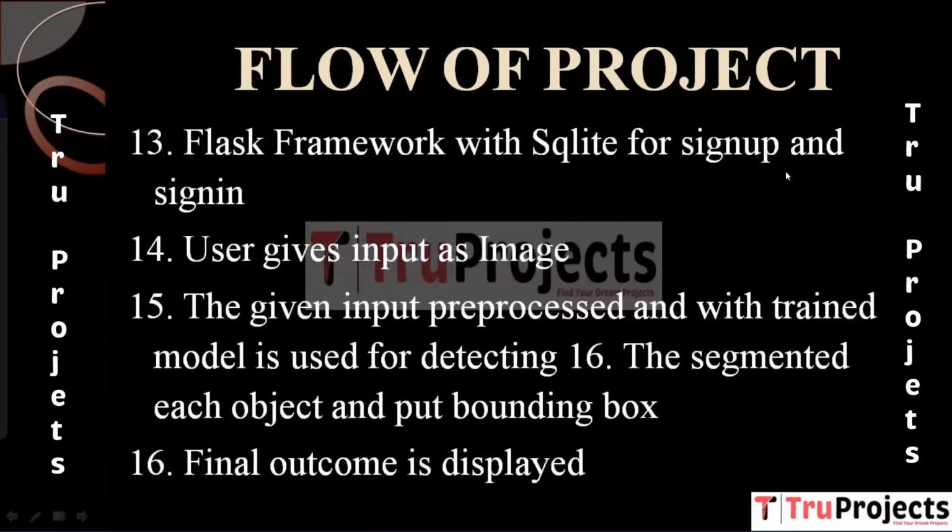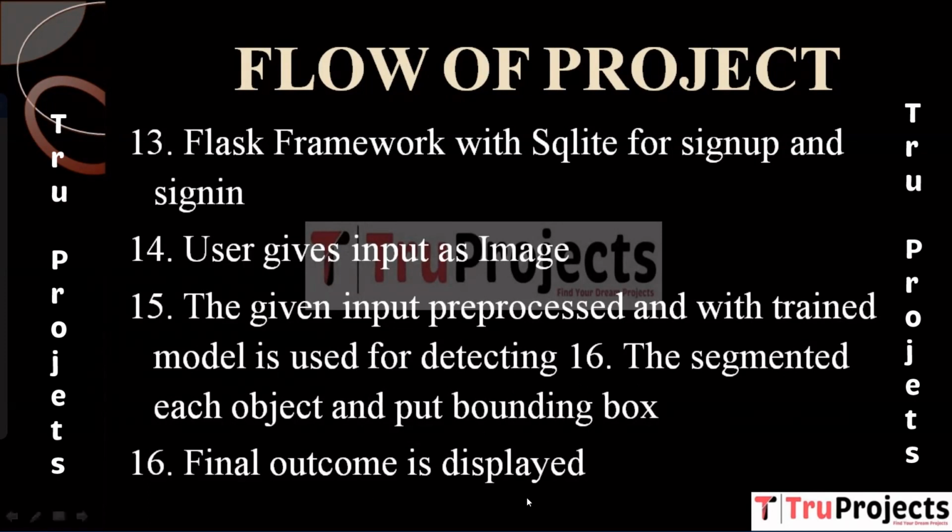Next here we have Flask framework with SQLite for sign up and sign in. Developing a web application using the Flask framework and using an SQLite database for user registration and authentication. Next we have user gives input as image. User provides input in the form of images for object detection. Next here we have the given input is pre-processed and the trained model is used for detecting. So here in this, pre-processing the user provided image and utilizing the trained object detection model to identify objects within the image. Next here we have the segmented each object and put bounding box. Drawing bounding boxes around the detected objects to highlight their positions within the image.